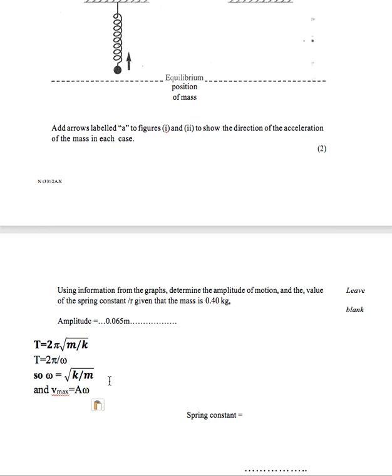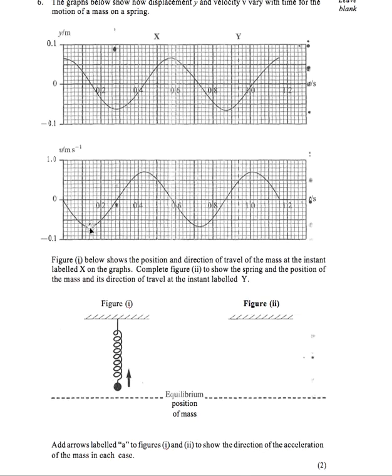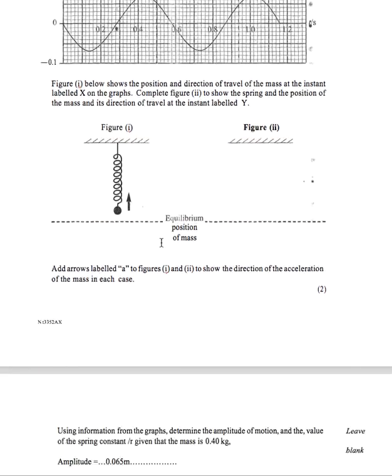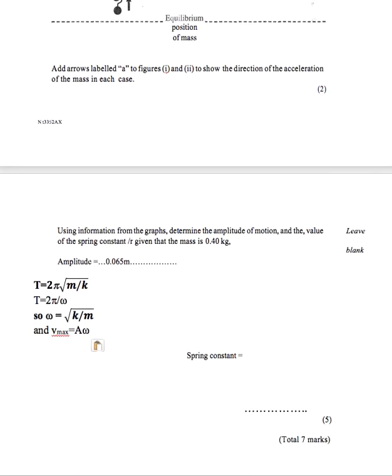So if we simply read off v max from the graph, and that's a nice easy thing to read off, 0.5, 0.6, 0.7 meters per second. So then we can say 0.7 then is 0.065 times root k over 0.4, which gives us k.